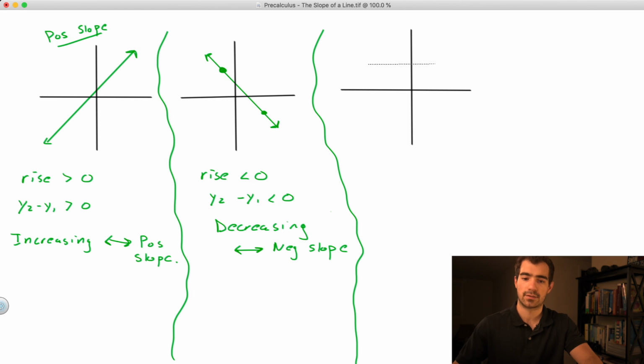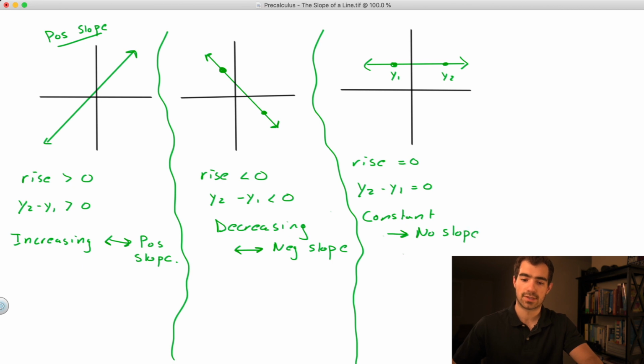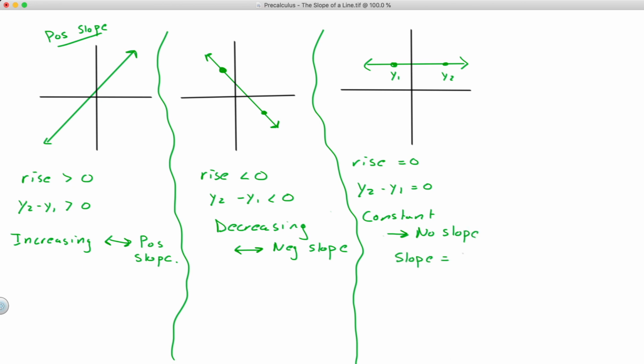We could have something that looks kind of like this, where our y1 and y2 are exactly the same, right? So in here, we're not rising up at all. The rise is equal to 0, right? Rise is equal to 0, or the difference between y2 and y1 is equal to 0. In other words, whenever we have a constant function is going to imply that we have no slope, or a 0 slope. The slope is equal to 0.